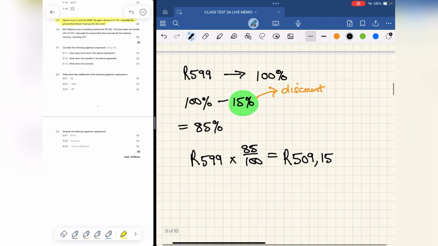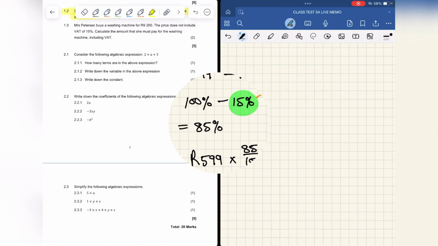Of course, when you do this, it might seem like it took a bit longer because I had to explain where the 85% comes from. But you can do it a lot quicker. If you know you're getting 15% discount and you need to take away 15%, it means that what's left over is 85%. So you're simply going to start off your calculation by saying 599 times 85 over 100, and you'll get the answer straight away.